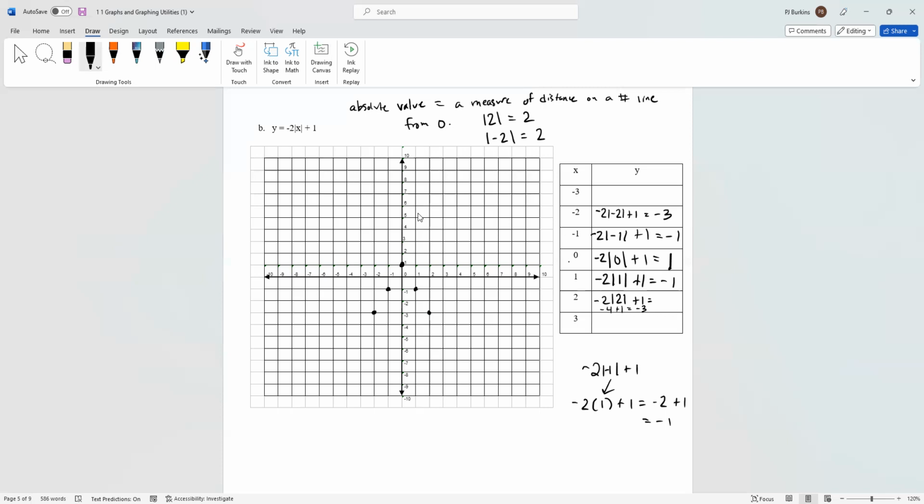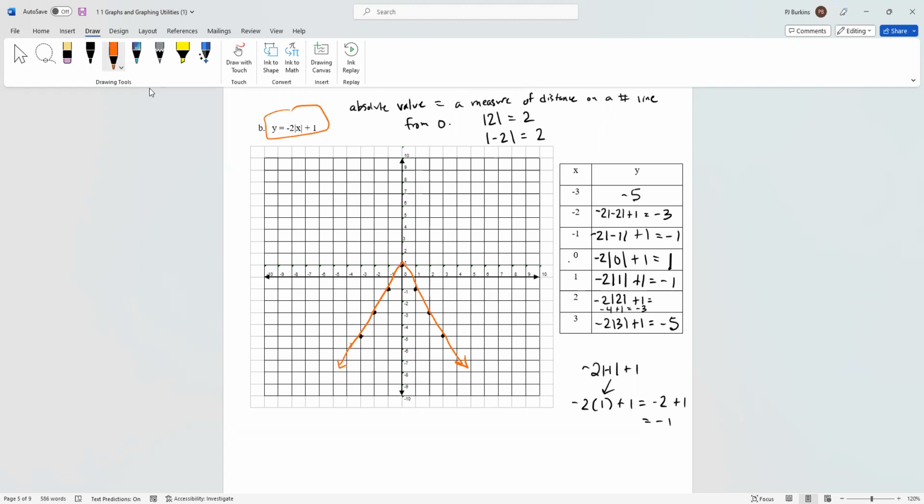And then finally, whether I plug in 3 or -3, I'm going to get the same solution. -2 times 3 is -6. -6 plus 1 is -5. So I get -5 for both of these. So when x is -3, I'm down 5. And when x is +3, I'm down 5. Okay. So again, let's see if I can draw this. Okay. That's my absolute value function right here.